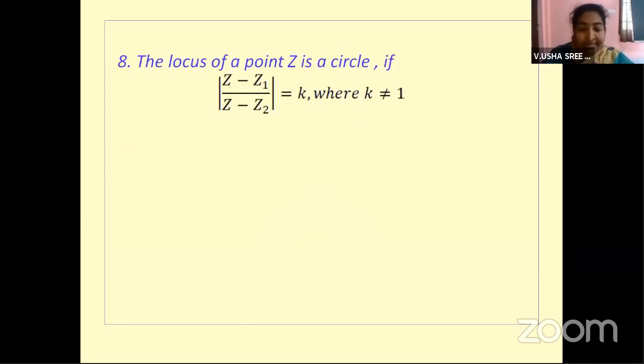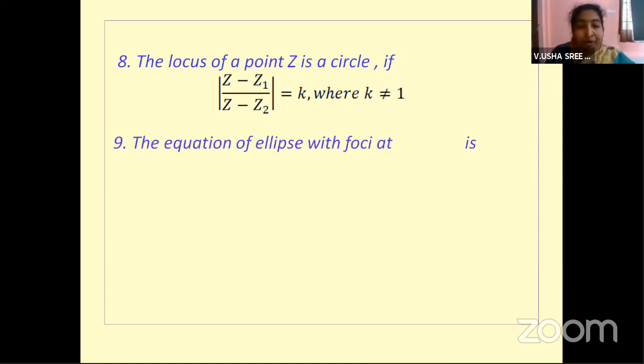Now the next case, the locus of a point Z is a circle if modulus of (Z minus Z1) by (Z minus Z2) is equal to some k, where k is not equal to 1. If k is other than 1, any constant value, when you calculate the modulus of (Z minus Z1) by (Z minus Z2), then it always represents a circle. See, these are the points which will be very helpful when you solve multiple choice questions, children. And sometimes if you are solving 2-mark questions also, this will be comfortable.